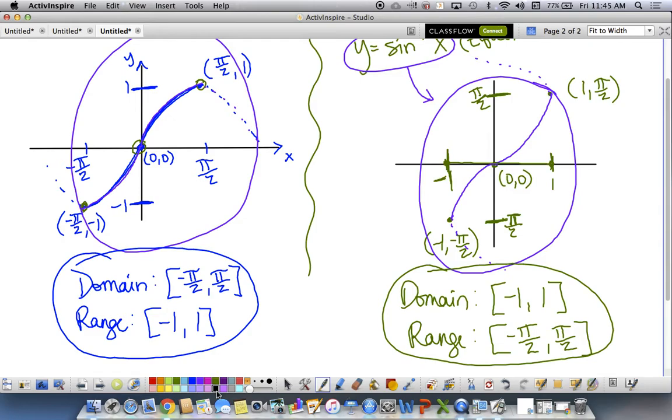Is there something you notice about the domain and the range in these pieces? The domain of the original is the range of the inverse. The range of the original is the domain of the inverse. The x's, domain, and the range, the y's, were simply switched in an inverse function. Okay? So now we're going to do this all again for cosine.